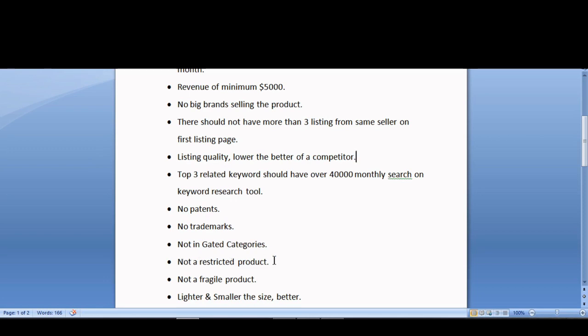So, not a restricted product. The product should not be restricted. The way to search is the same: go to google.com and search restricted products on Amazon. Next, a product should not be a fragile product.